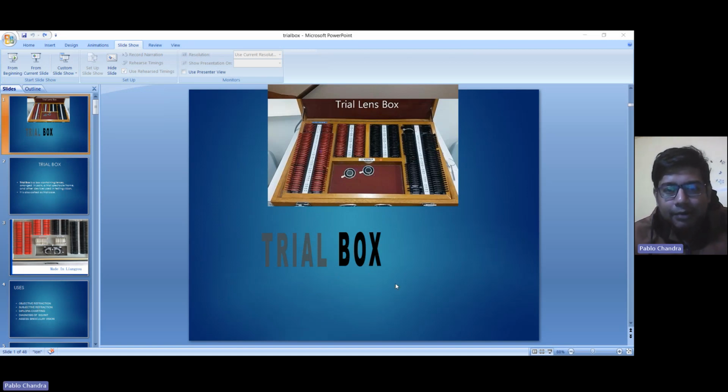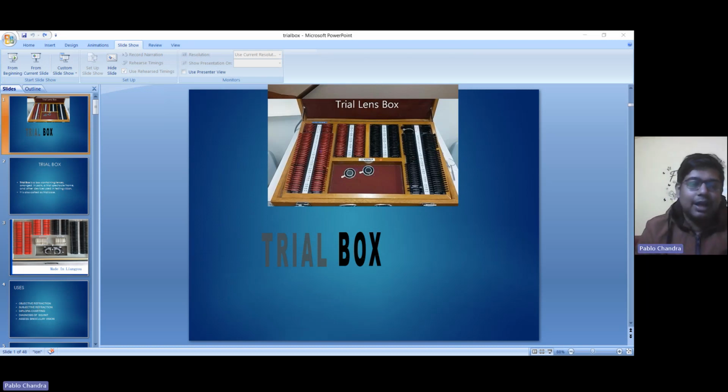In the second component, we can keep the spherical lens. And in the third component, we can keep the cylindrical lens. Now, let me tell you, normally we have got three types of lenses. One is a spherical lens, another is a cylindrical lens, and third is the accessory lens and the prism.